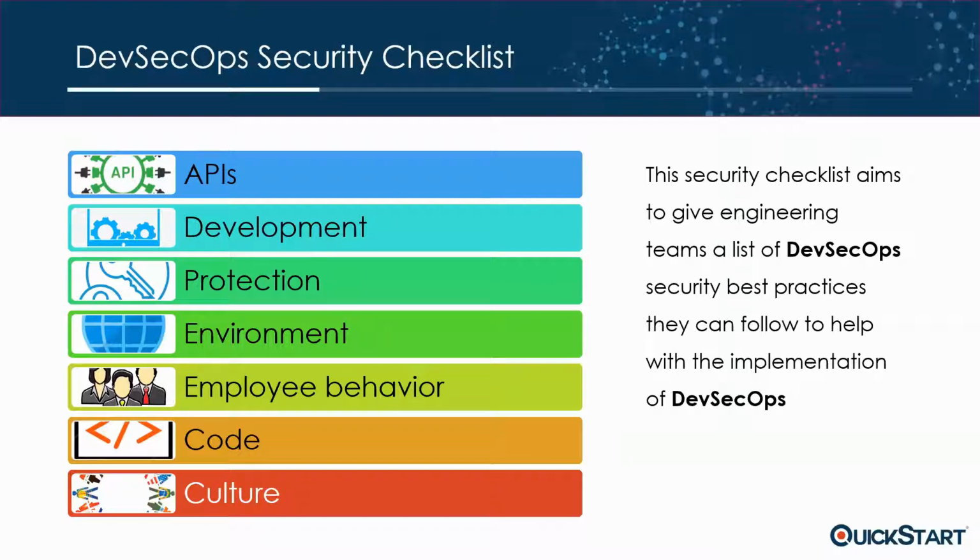This checklist contains, as you can see, 7 categories. The first one is APIs. After that, development: how we develop and with which level of security. The protection of our infrastructure and of our applications. The environment itself: I'm talking about the development environment, test environment, QA environment, pre-prod if you have a prod.